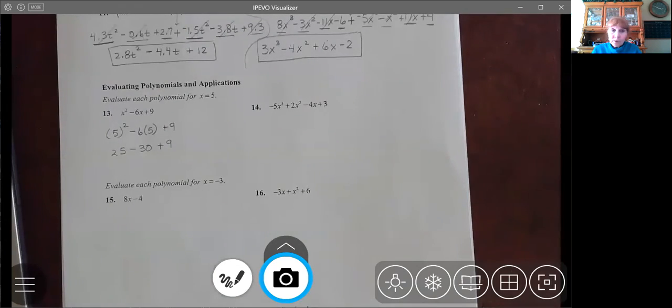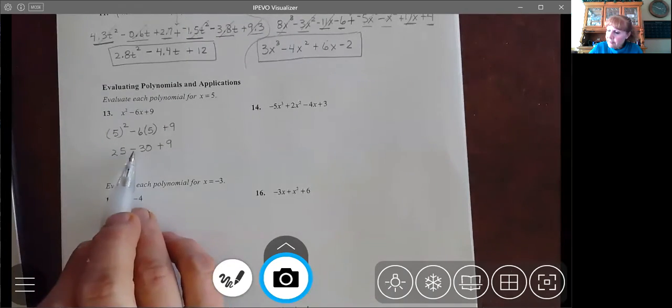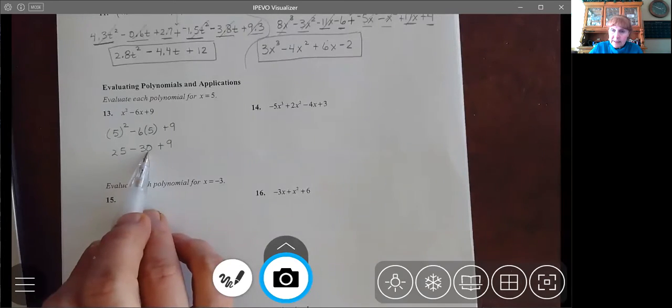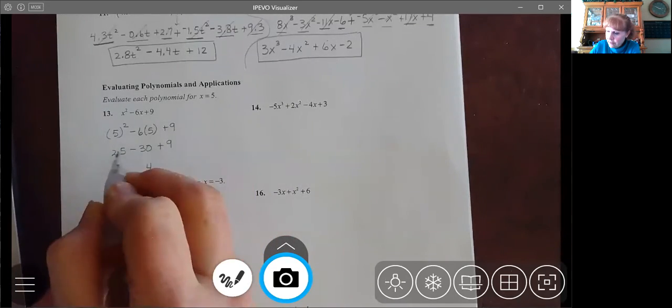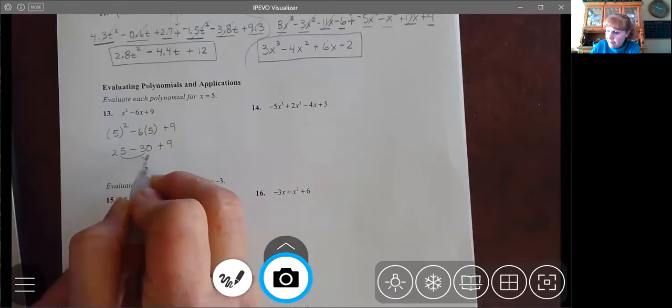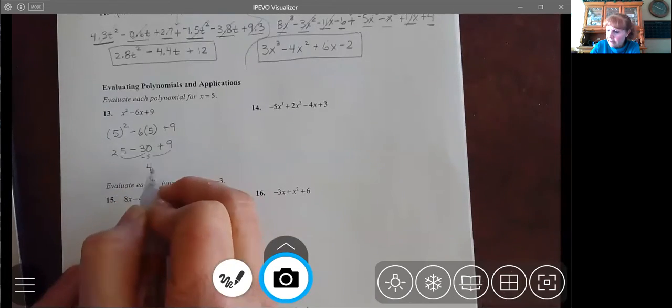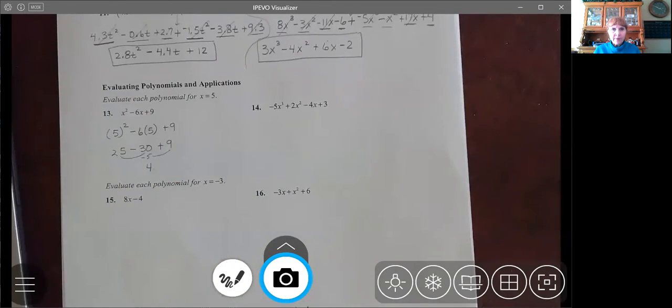So we'll do addition and subtraction from left to right. 25 subtract 30 is a -5, plus 9 is 4. So that is a -5, and then that gives you a +4 for your answer. Okay, pretty easy. All right, let's try the next one. I may use my calculator on the next one.